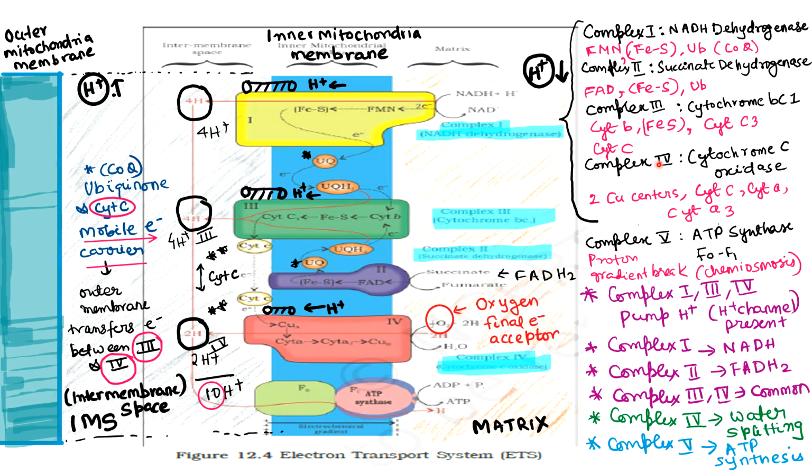Now next you have complex 3, which is the cytochrome BC1 complex, and it also has an iron sulfur center in it. Now complex 4, which helps in the reduction of oxygen to water, is also called the cytochrome C oxidase complex. It is important that it has 2 copper centers, copper center A and copper center B. Along with that, it has molecules like cytochrome C, A and A3. So these are present in complex 4.